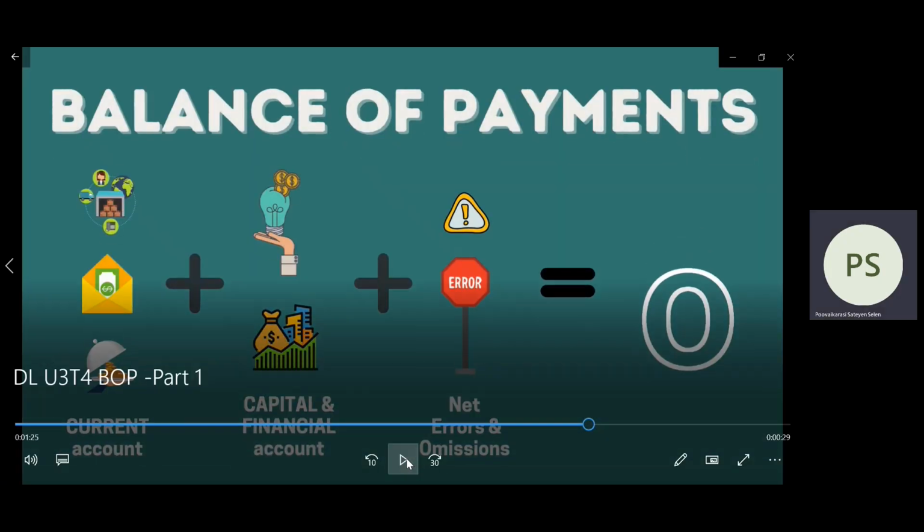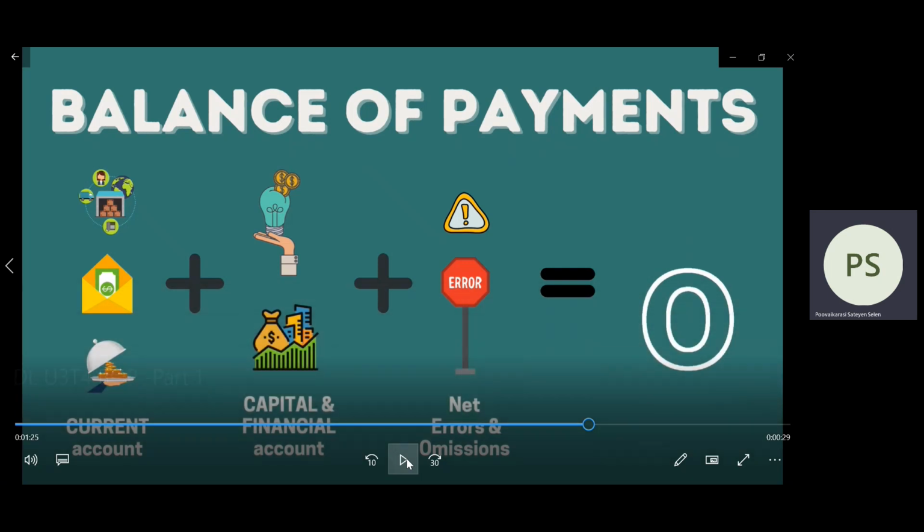Okay, so your balance of payments always has to be 0. That means your current account plus capital and financial account, and if there are any errors and omissions, we make the adjustment, it should give you 0.